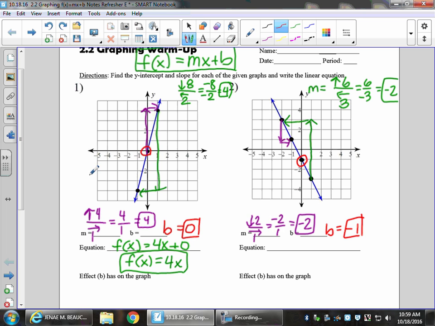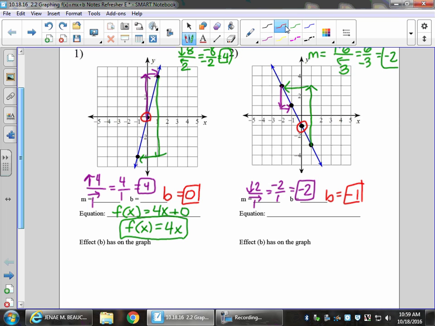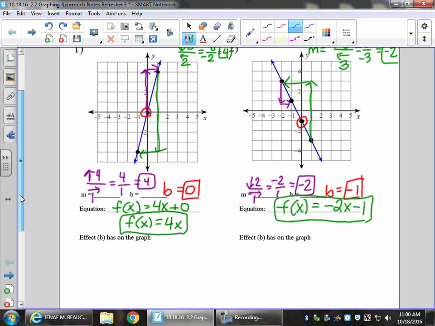Very good. Yes. And if we put this together for a function, we have f of x equals, careful, -1. Signs are really going to matter because if you told me +1, my line would be intersecting the y-axis up here at +1, okay? So let's talk about effects on the graph.